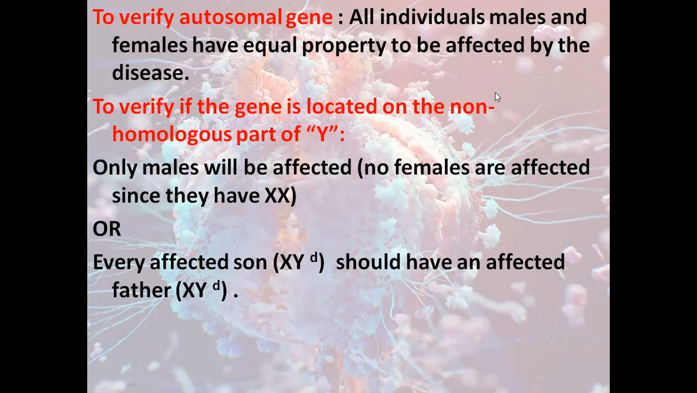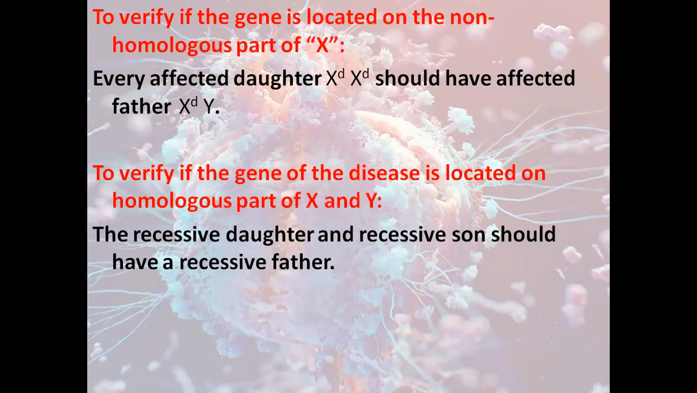Let's continue with the third. How to verify that the gene is located on the non-homologous part of X. If it's located on the non-homologous part of X, every affected daughter should have an affected father.